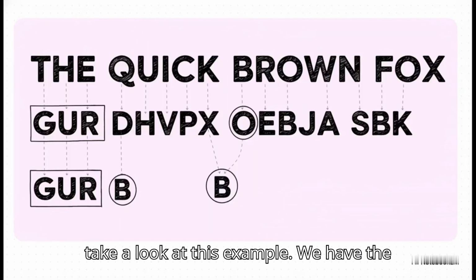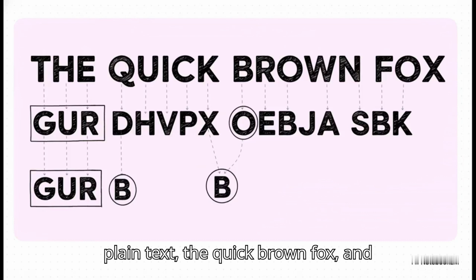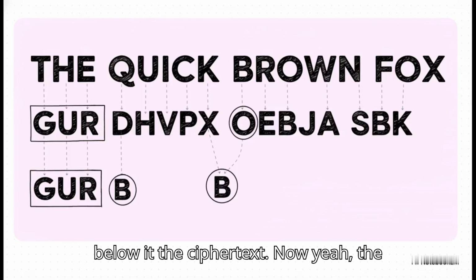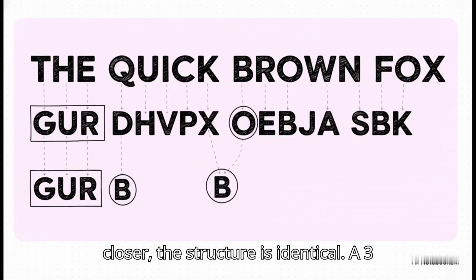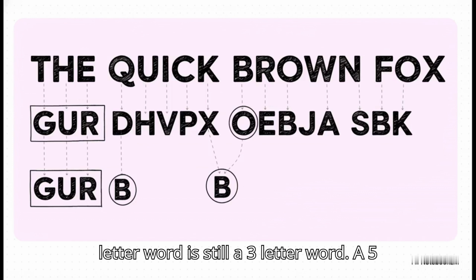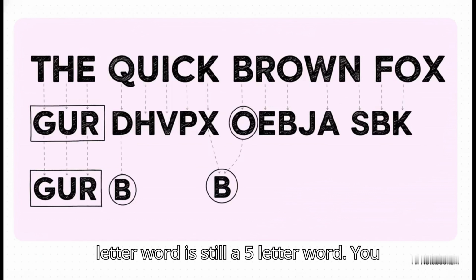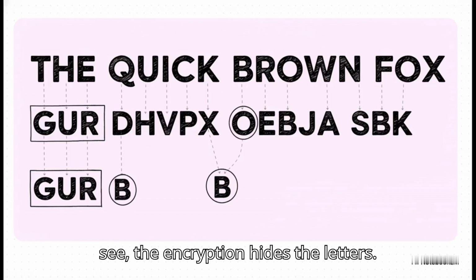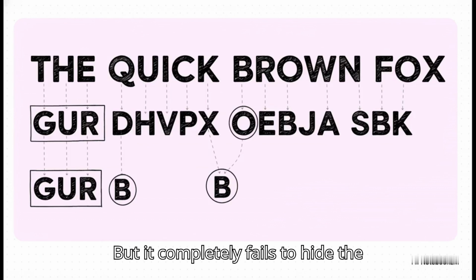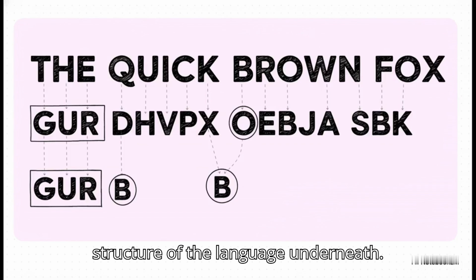Just take a look at this example. We have the plain text, "the quick brown fox," and below it, the ciphertext. Now, yeah, the letters are all different, but look closer. The structure is identical. A 3-letter word is still a 3-letter word. A 5-letter word is still a 5-letter word. You see? The encryption hides the letters, but it completely fails to hide the structure of the language underneath.